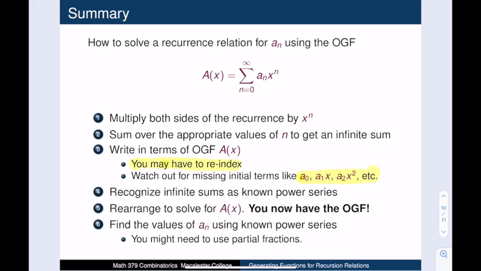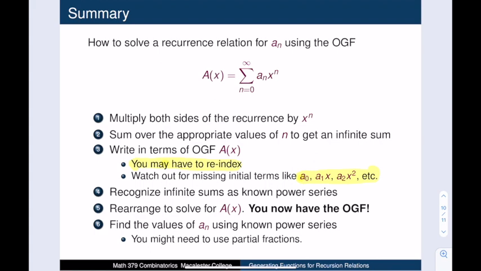Now we have a bunch of appearances of the ordinary generating function, as well as some other algebraic terms. You now need to look at the other power series that you see and hopefully recognize them and replace them with the appropriate formulas. Things like the sum of x to the n is 1 over 1 minus x. Finally, you'll rearrange and solve so that you have a of x on one side, and that now gives you the ordinary generating function. Congratulations.